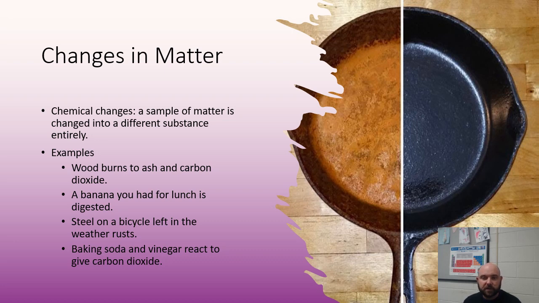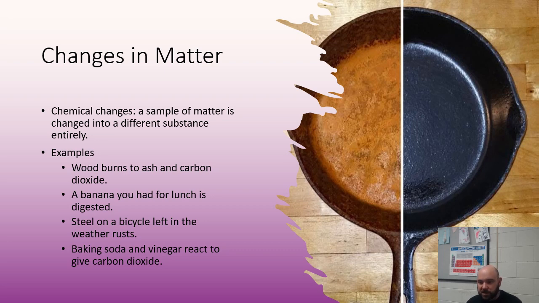And then finally, to wrap up section 1.3, we have the chemical changes in matter. And you can probably gather up to this point, a chemical change is something where a sample of matter is changed into a different substance entirely. A chemical reaction happens and a material is changed from one thing into another. And we've got some examples down here.